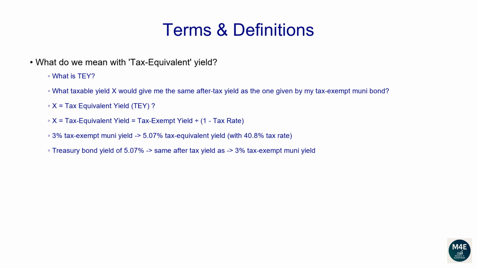For example, if a muni bond yields 3%, and you're in the 40.8% tax bracket, the tax-equivalent yield would be 3% divided by 1 minus 40.8%, and that's equal to 5.07%. So a taxable bond like a US Treasury would need to yield at least 5.07% to match the yield of a tax-exempt muni bond, currently yielding 3%.